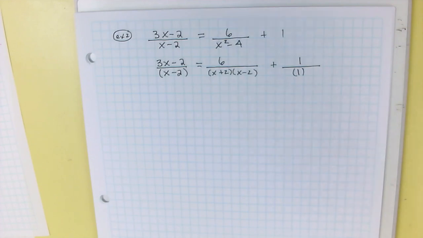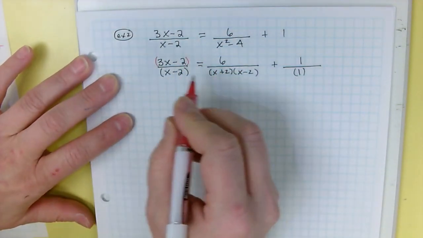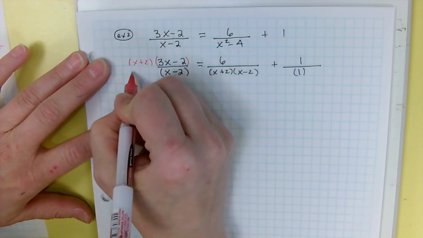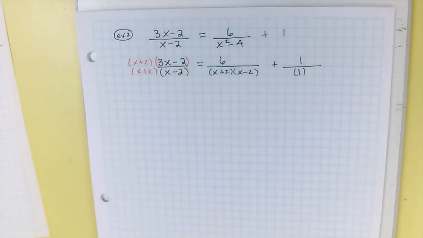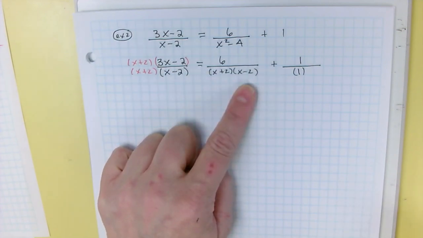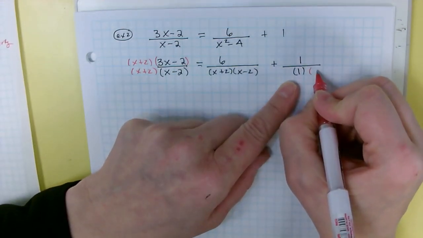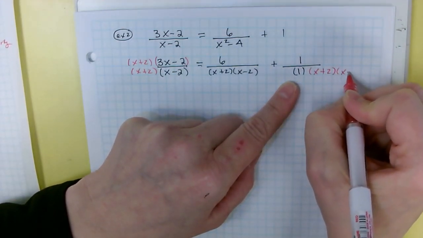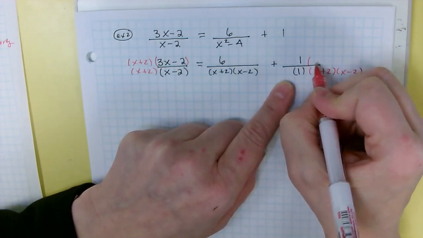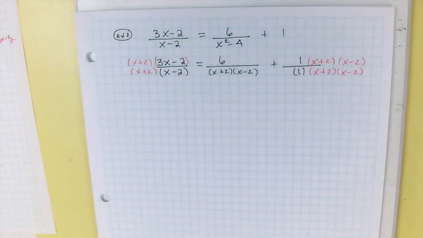We have factored everything. Now we're going to get a common denominator. So we're going to multiply by what it's missing over itself. This left one is missing an x plus 2. So I'm going to multiply by x plus 2 over x plus 2. The middle one already has an x plus 2 and an x minus 2, so it's done. The right one has nothing, so it needs everything. So we're going to multiply by x plus 2, x minus 2 on the bottom, and x plus 2, x minus 2 on the top.